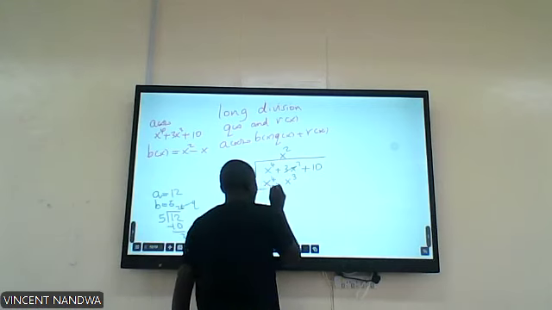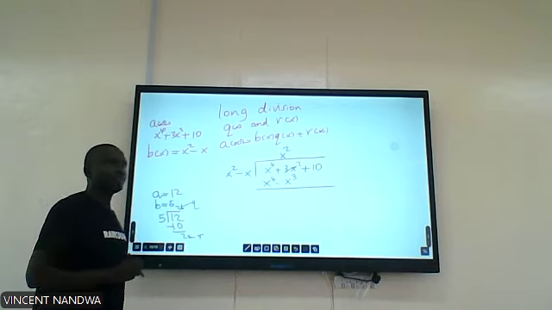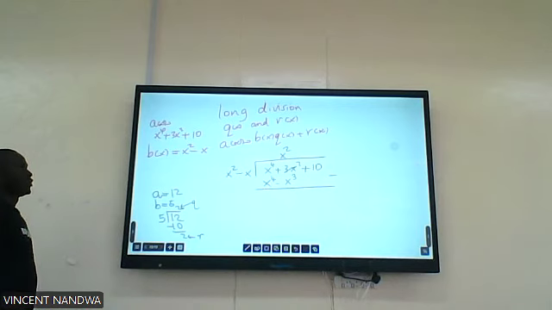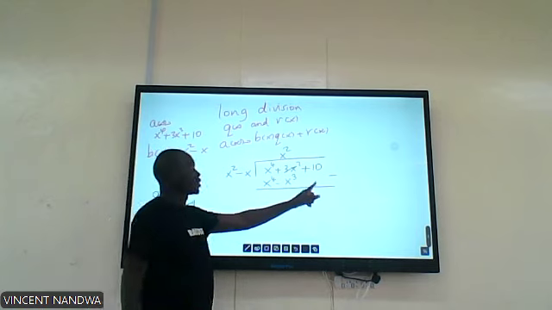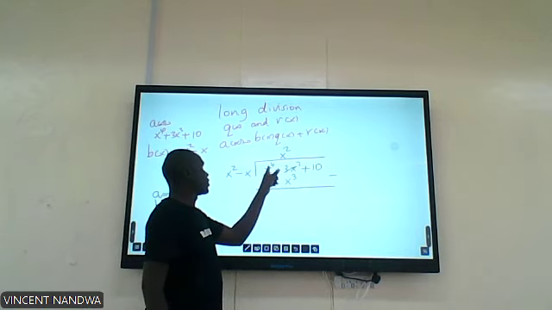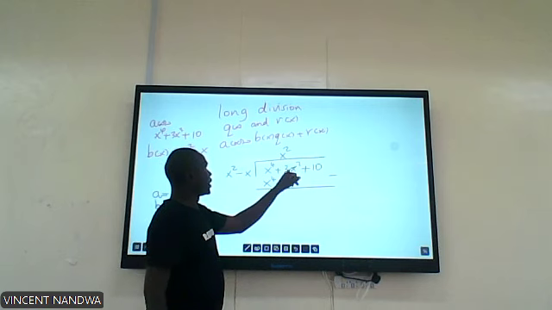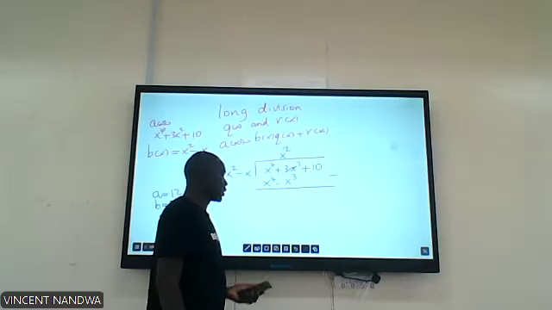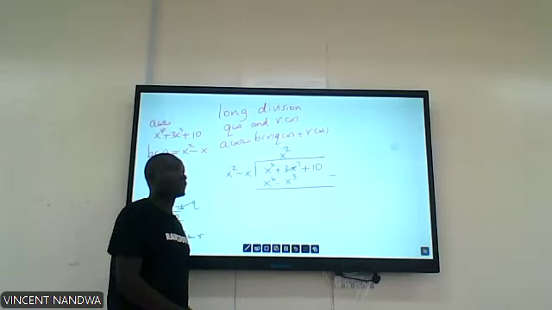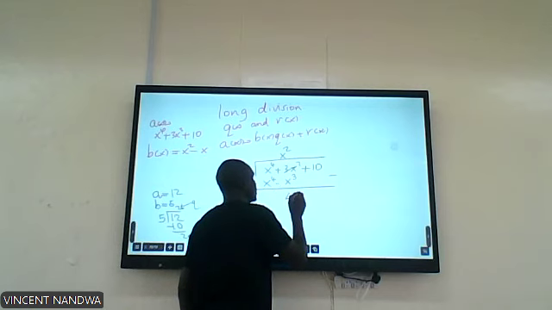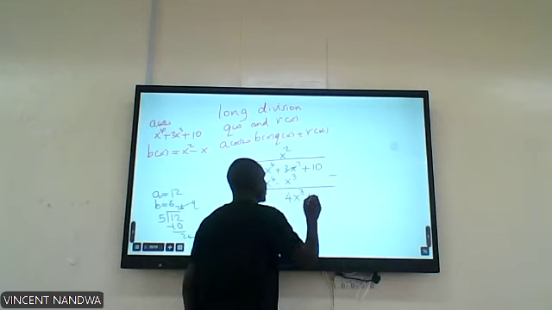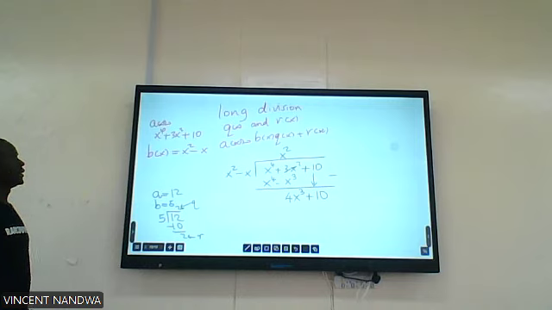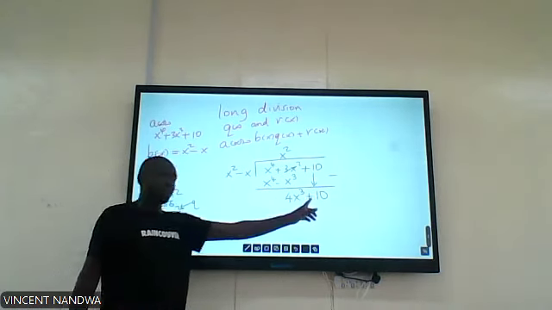In a similar manner, I put a line here. Then I subtract. Then remember, when you're subtracting polynomials, you subtract like terms. So x power 4 minus x power 4 is 0. 3x power 3 minus minus x power 3, minus, minus is plus, okay? So this will be 4x power 3. Then you bring down this term. So this is now a cubic polynomial.